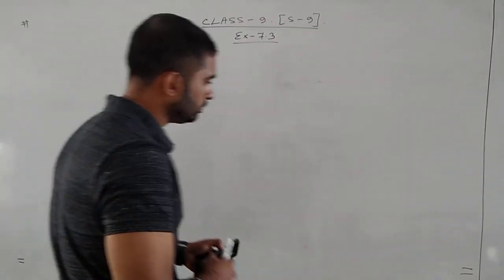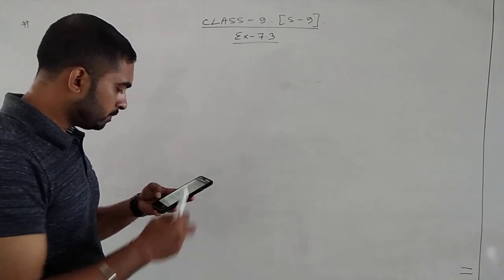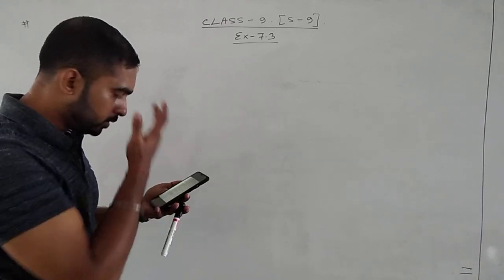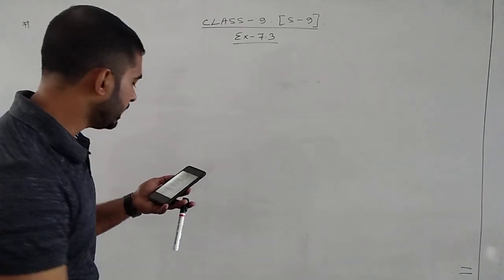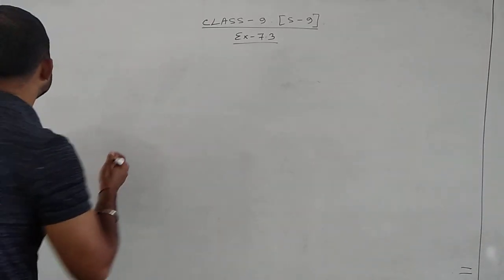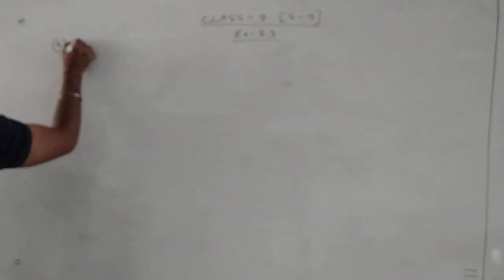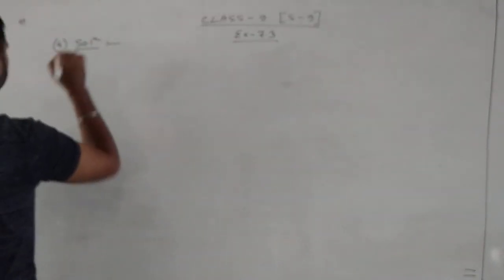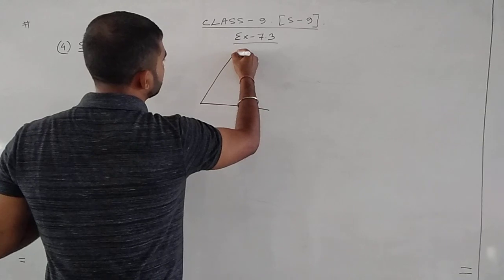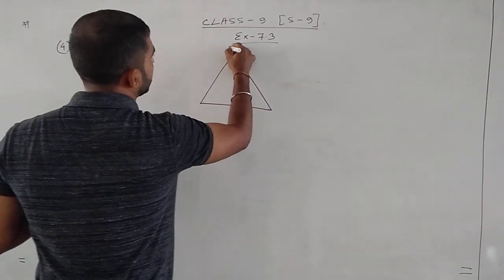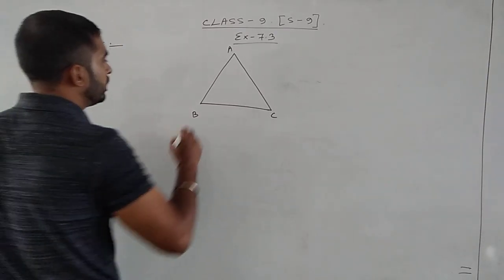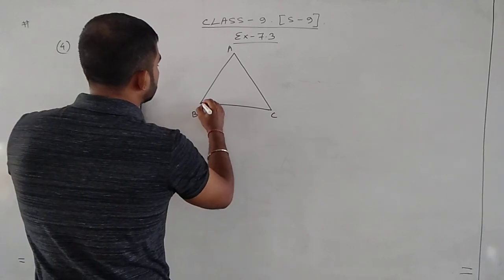Done. Now question number 4. BE and CF are two equal altitudes of triangle ABC. Okay, question number 4. So we'll draw a triangle ABC, where BE and CF are equal altitudes.